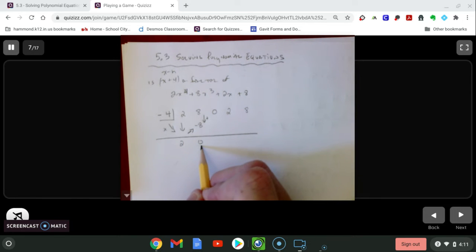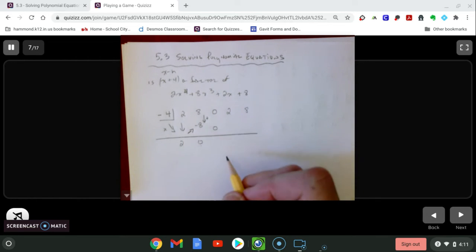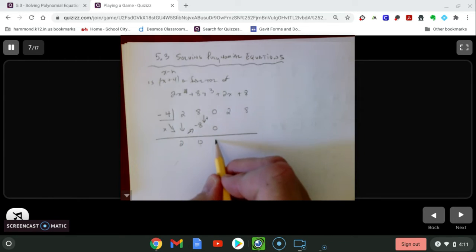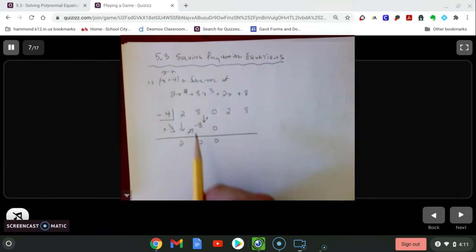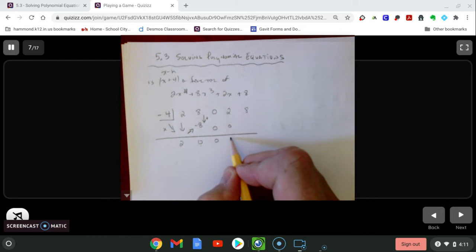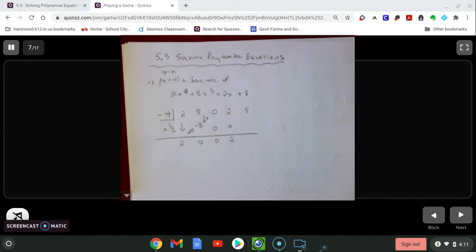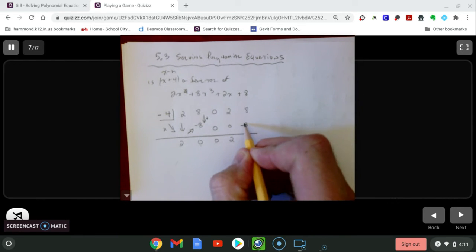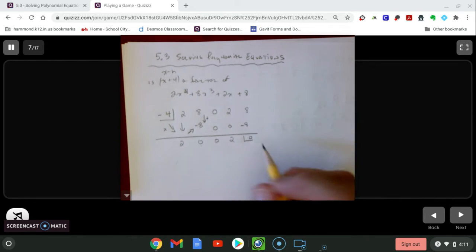Repeat the process. Negative 4 times 0 is 0. Add going down. 0 plus 0 is 0. Negative 4 times 0, 0. Add going down. 2 plus 0 gives me 2. And then negative 4 times 2, negative 8. And this is my remainder.